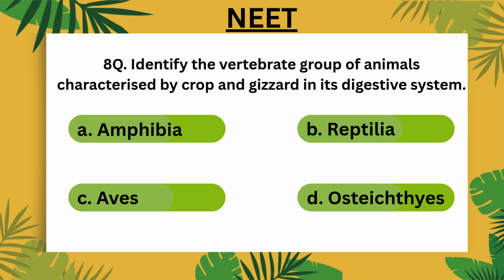Eighth question. Identify the vertebrate group of animals characterized by crop and gizzard in its digestive system. A. Amphibia. B. Reptilia. C. Aves. D. Osteichthyes.